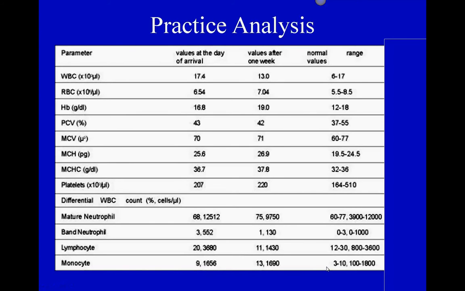Monocytes, that's the primary one that's abnormal, look at these monocytes that are very elevated. So we had an increased total white blood cell count, which indicates their inflammation or infection.